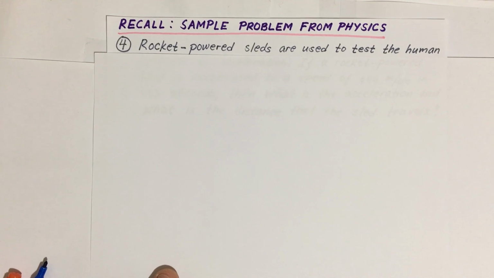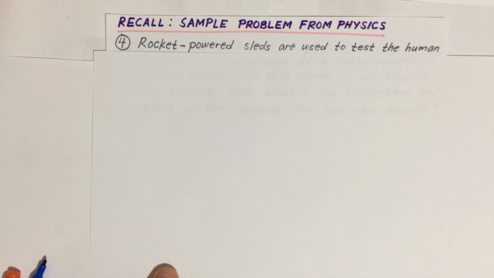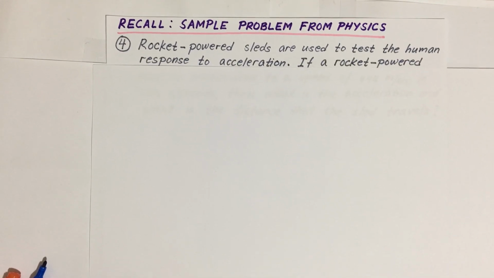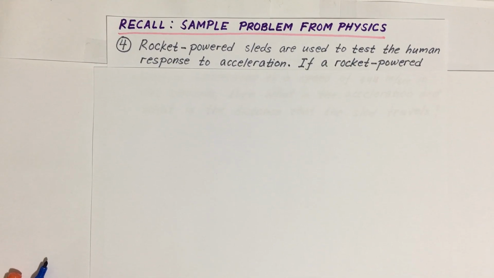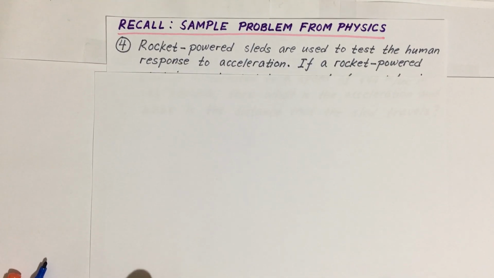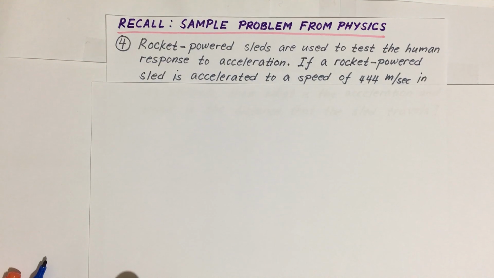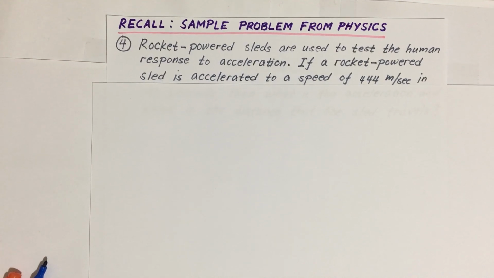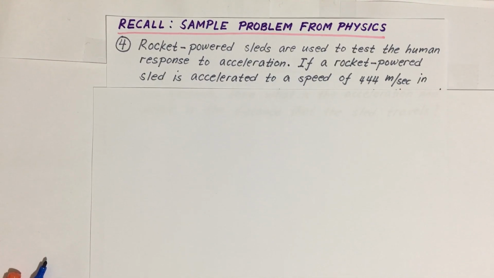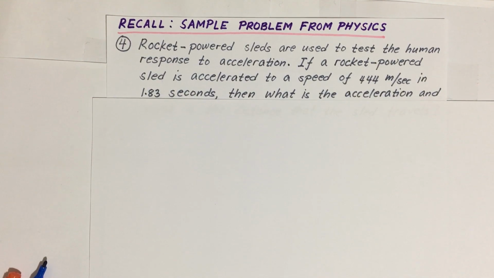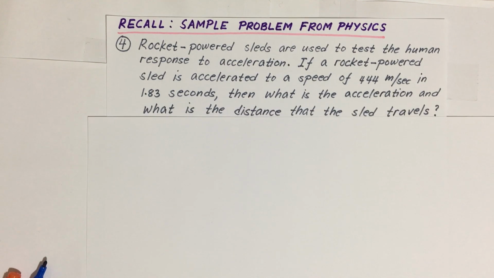Rocket-powered sleds are used to test the human response to acceleration. If a rocket-powered sled is accelerated to a speed of 444 meters per second in 1.83 seconds, then what is the acceleration and what is the distance that the sled travels?